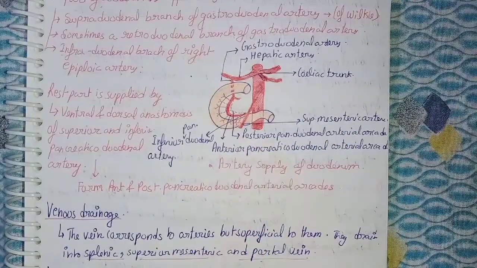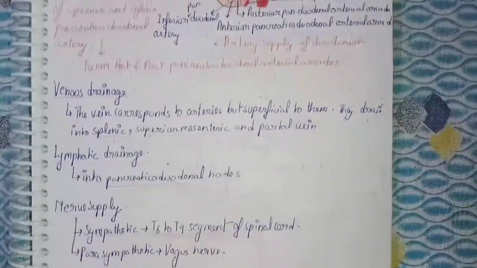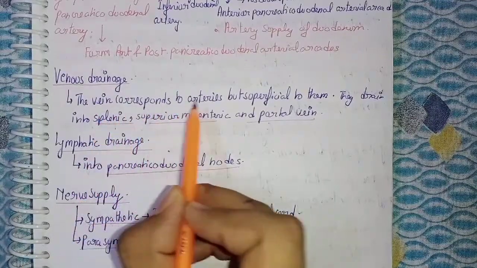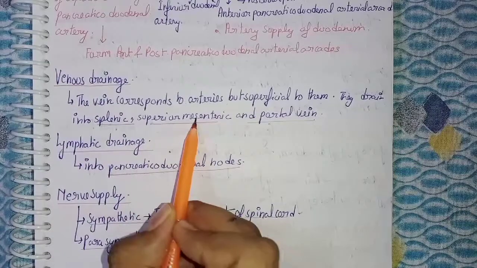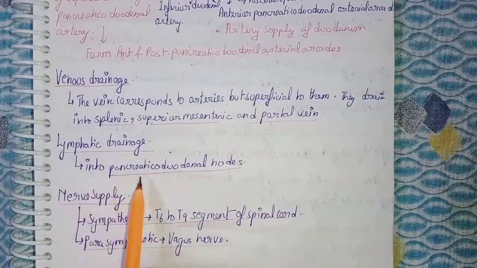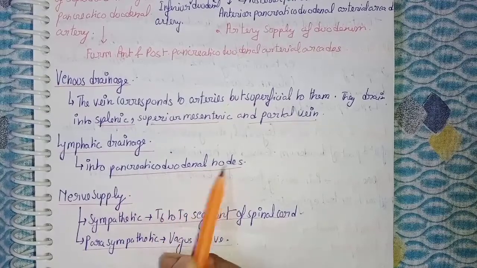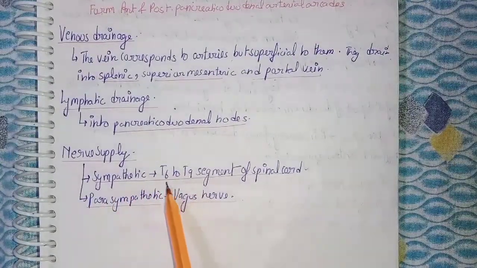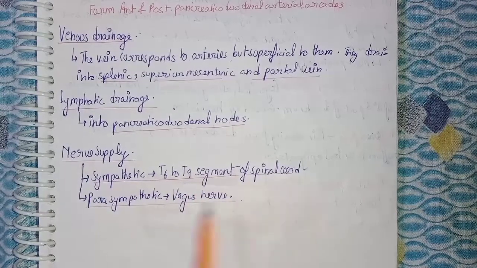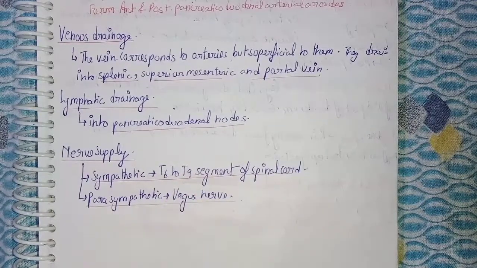Now coming to the venous drainage of the duodenum. The veins correspond to the arteries but are superficial to them. They drain into the splenic, superior mesenteric and portal veins. Lymphatic drainage is into the pancreaticoduodenal nodes. Nerve supply: sympathetic from T6 to T9, thoracic 6 to thoracic 9 segments of the spinal cord, and parasympathetic by the vagus nerve.